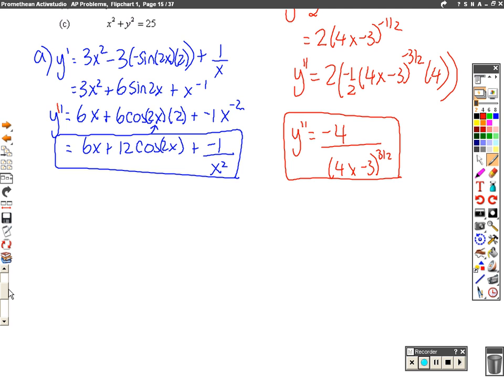This is an implicit one. This is probably the most complicated second derivative that you could have. Okay, so let's look at c. We've got x squared plus y squared equals 25. This is implicit because there's no y equals equation. So now every time I take the derivative, I have to follow it up with d, whatever I just took the derivative of, dx. Derivative of x squared is 2x, dx over dx, which is just 1, plus the derivative of y squared is 2y, dy dx, equals the derivative of 25, which is actually 0.